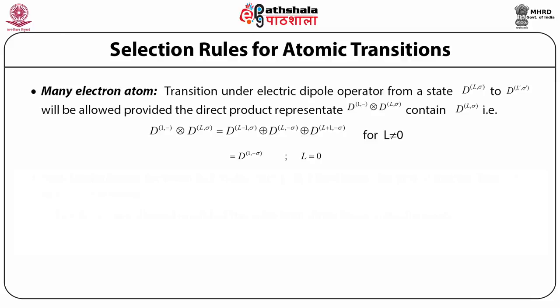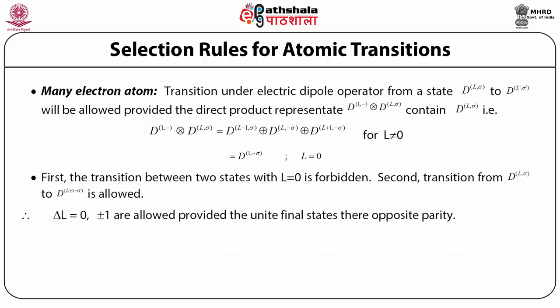Now D1 minus, which is how the dipole operator transforms. The direct product of D1 minus with D_L sigma is equal to D_(L-1) sigma plus D_L minus sigma plus D_(L+1) minus sigma, provided L is not equal to 0. If L is equal to 0, then D1 minus into D0 sigma is simply D1 minus sigma. So the transition between two states with L equal to 0 is forbidden.